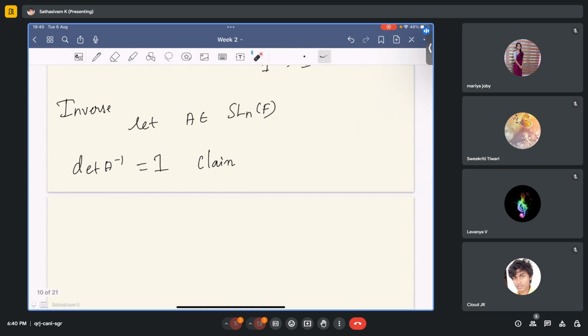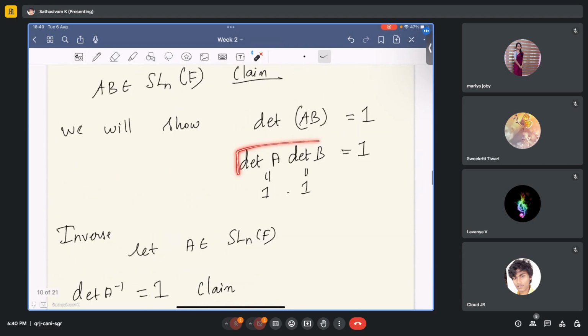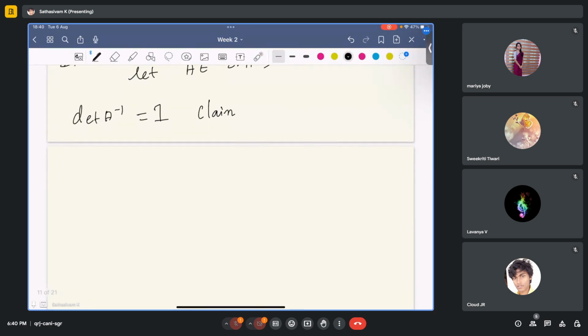If you know the properties of determinant, you can directly do it. But let's not worry about any property. All we need is that the determinant is a homomorphism. So what we know is A times A inverse is the identity, right? Now apply determinant on both sides. Determinant of A times A inverse is equal to determinant of identity. Determinant of identity is nothing but 1.